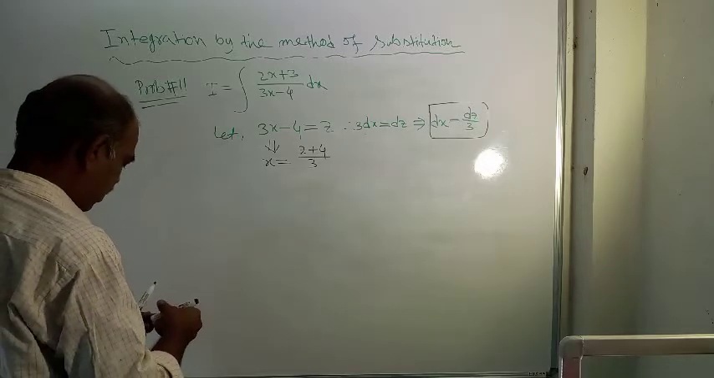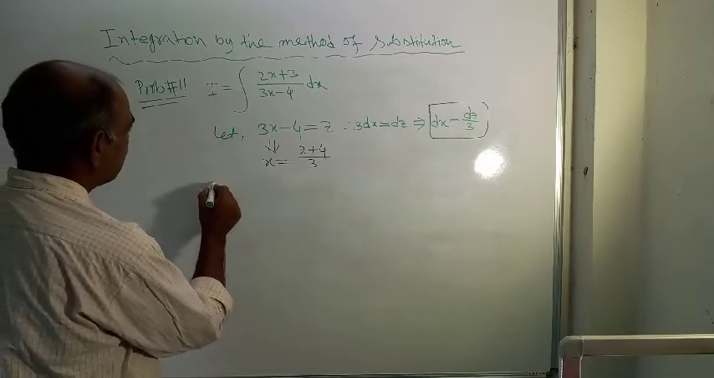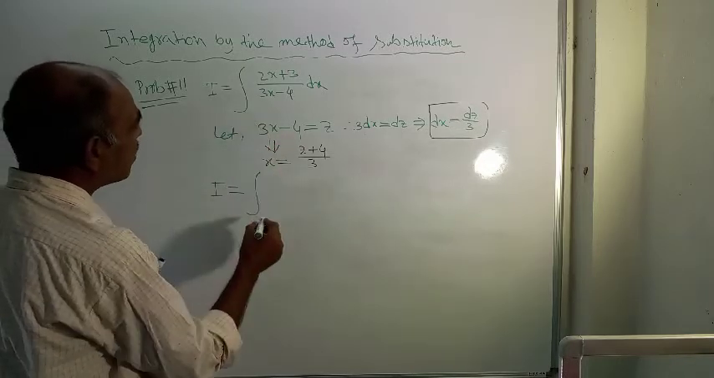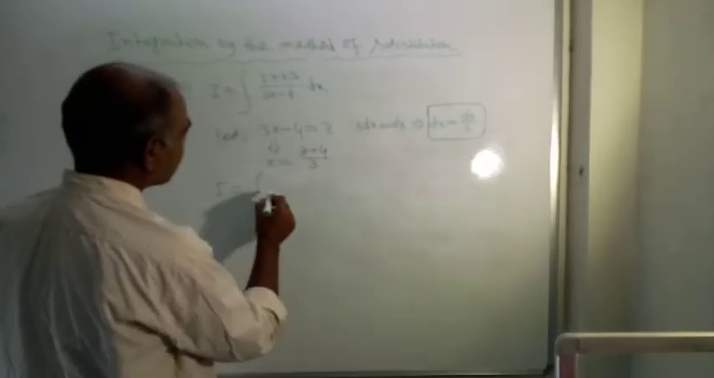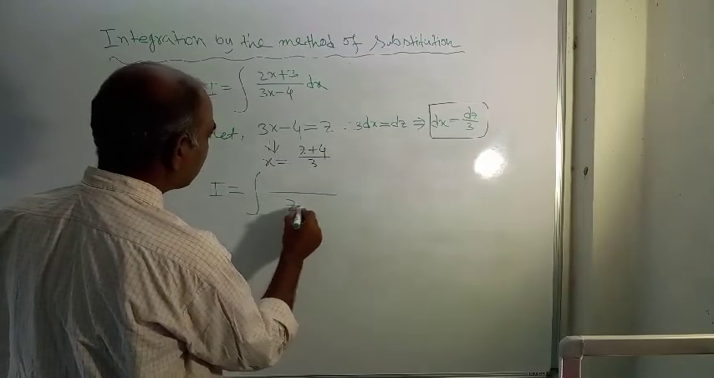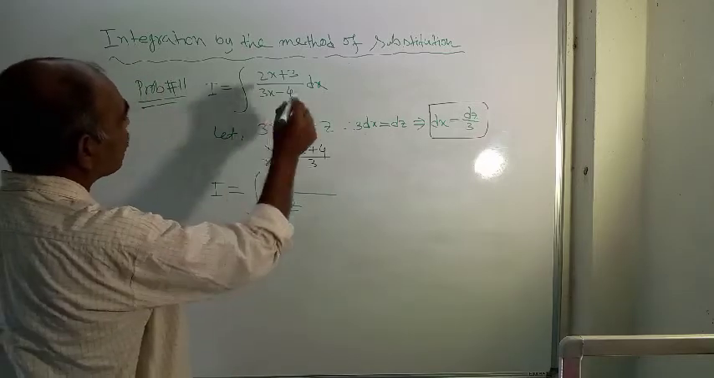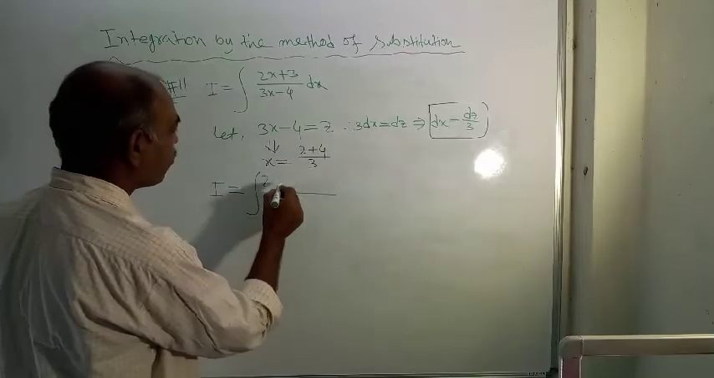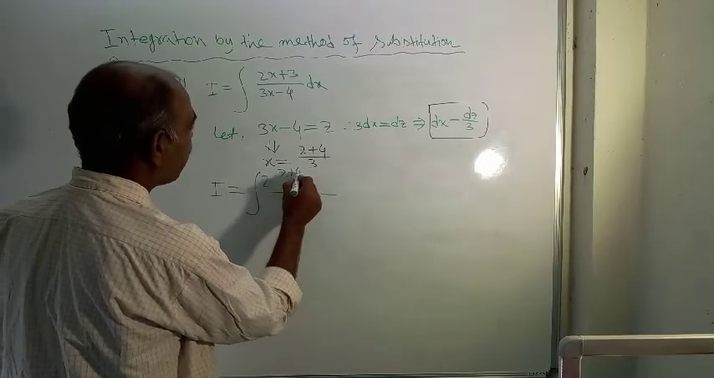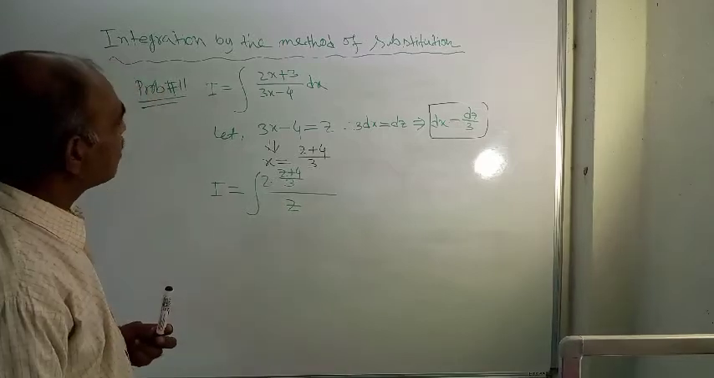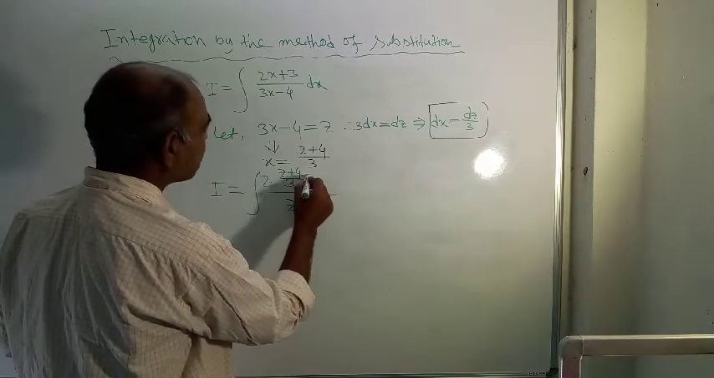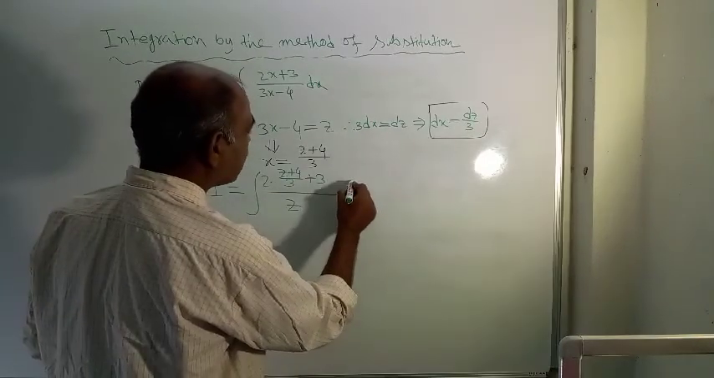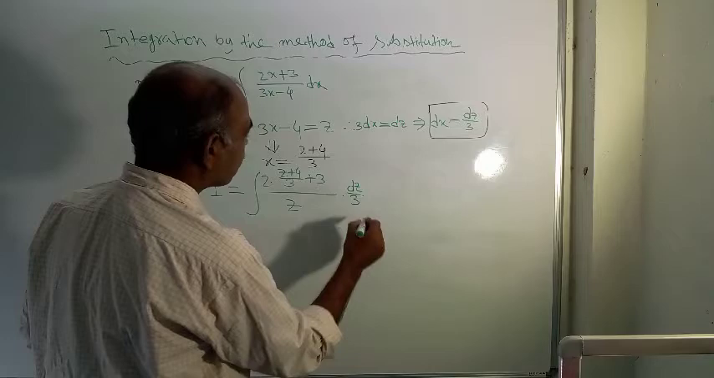Integration I is equal to, in the denominator what is there? It is 3x minus 4, that is z. So z is there, write this one. Then 2x plus 3 is there. So 2 and x is what? X is z plus 4 by 3, plus this 3 is there. Then this dx is there. So dx is what? From here dx is equal to dz by 3. Right.